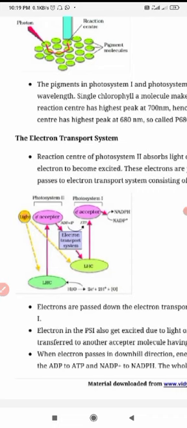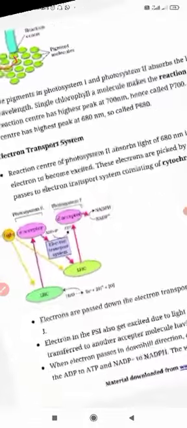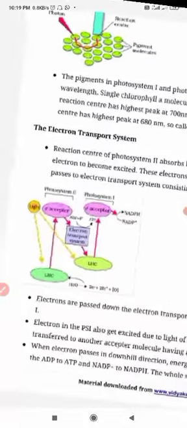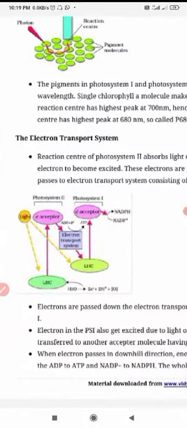of water. This is the photolysis of water that takes place here, which results in 4 hydrogen ions, 2 electrons, and 1 oxygen atom being produced. That gets utilized in this electron transport system.